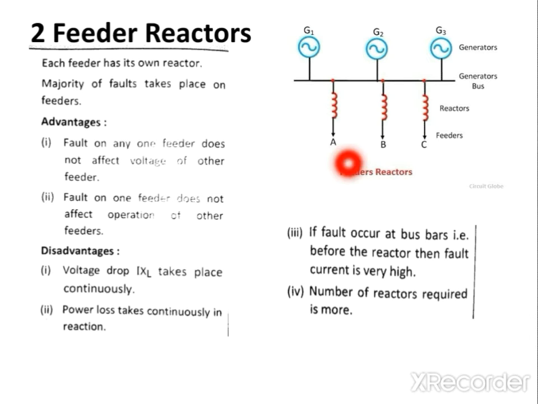As these reactors are connected in series, there is continuous voltage drop and power loss in the system. If the fault occurs in this bus bar, then there is a large amount of fault current flow in the system. The number of reactors used in the system is large.